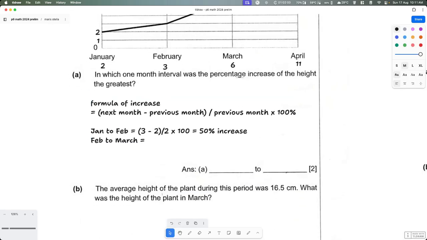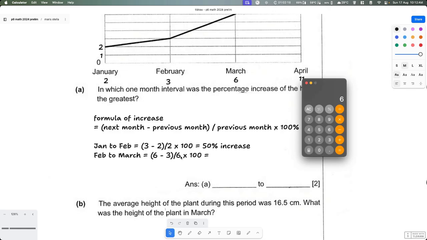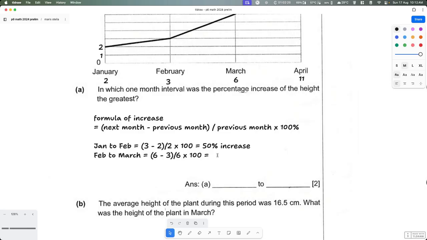Okay, so now for February to March, we will have the same thing, right? So it's 6 minus 3 divided by 6 times 100. Okay, so let's see. 6 minus 3 is 3 divided by 6. Right, it's 0.5 times 100%. This is also 50% increase.